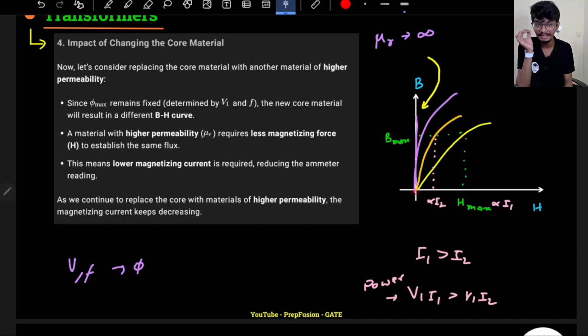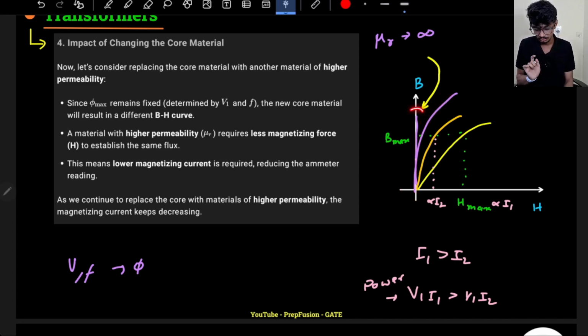Basically, I don't need any current to pass flux, right? Even if I don't apply any current, automatically flux will get generated. Of course, that is not possible in real life. But if you understand this ideal characteristic, then you will be able to understand the practical one.